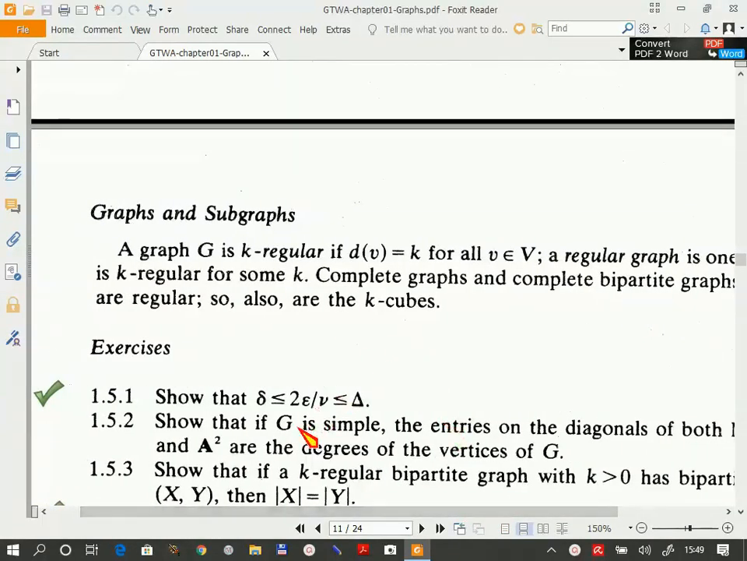First of all, this. If you take small delta, then you have this inequality: small delta less than or equal to 2 times epsilon divided by me, less than or equal to capital delta. How could we prove that? Small delta is the minimum degree of these vertices. Capital delta is the maximum degree of the vertices of that graph. How can we prove that? Any idea?